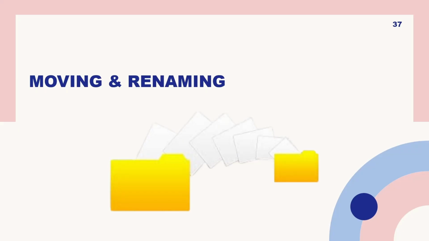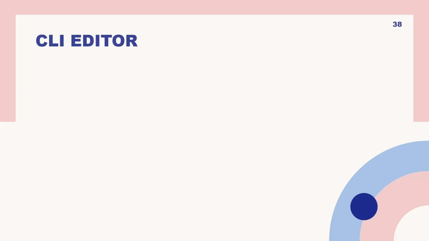Hi friends, so in the earlier section we have learned how you can move or rename the file with a single command, mv, and we have also seen how you can use special characters in those. Okay, so in this lecture we will learn about different types of CLI editor, and we will mainly focus on the VI or Vim editor.